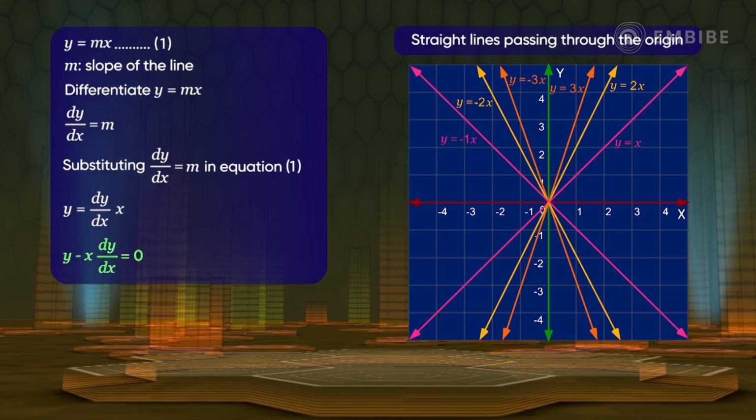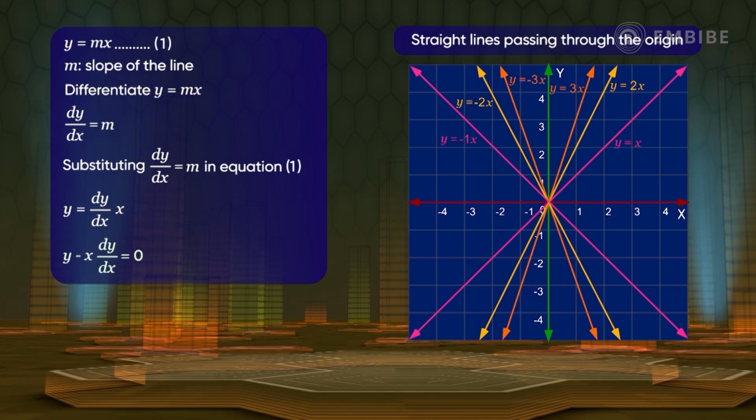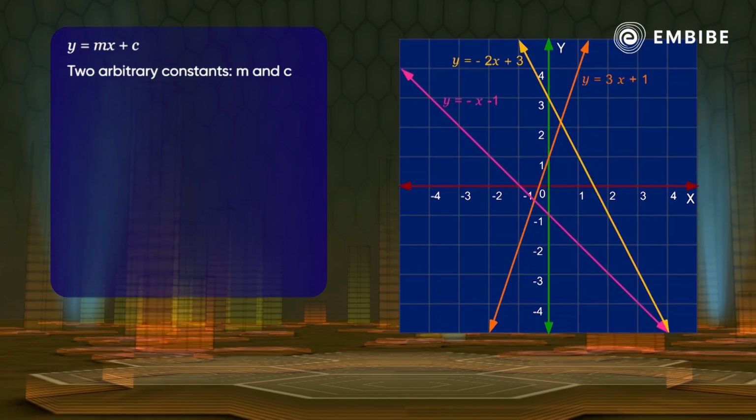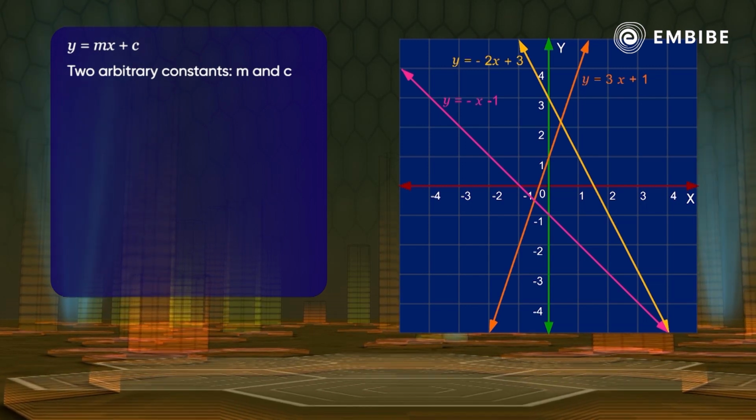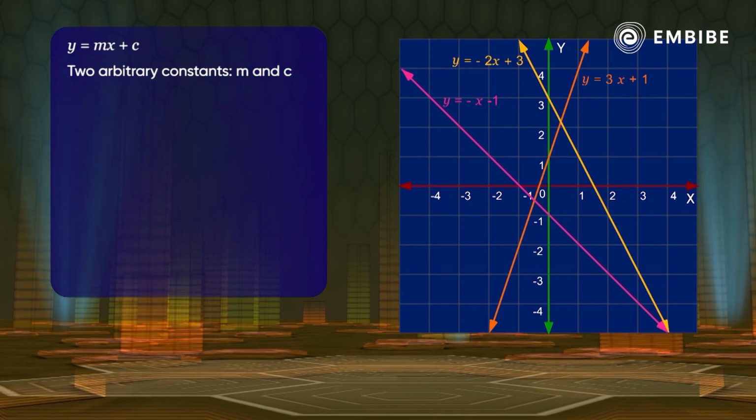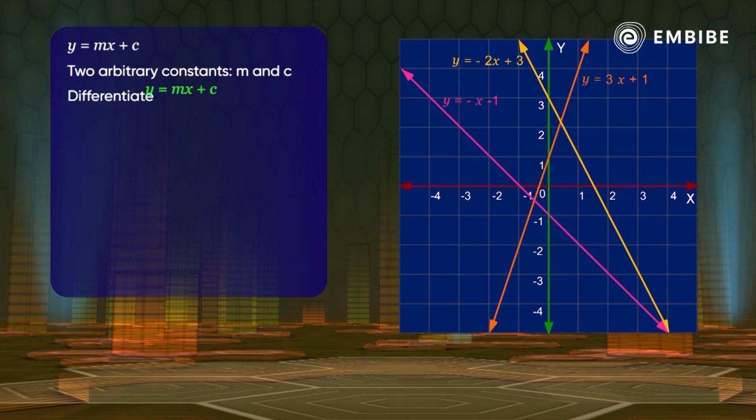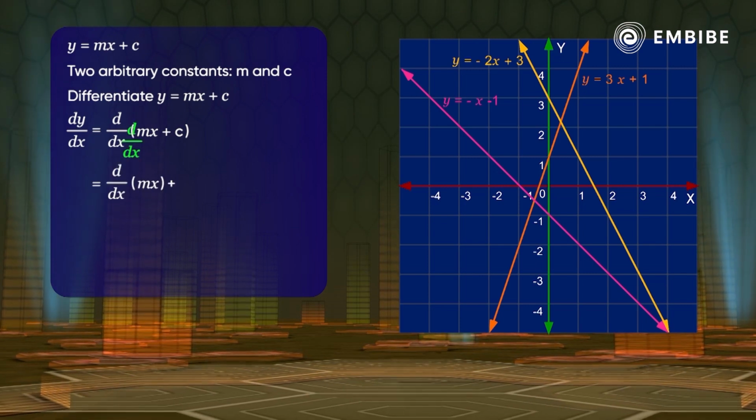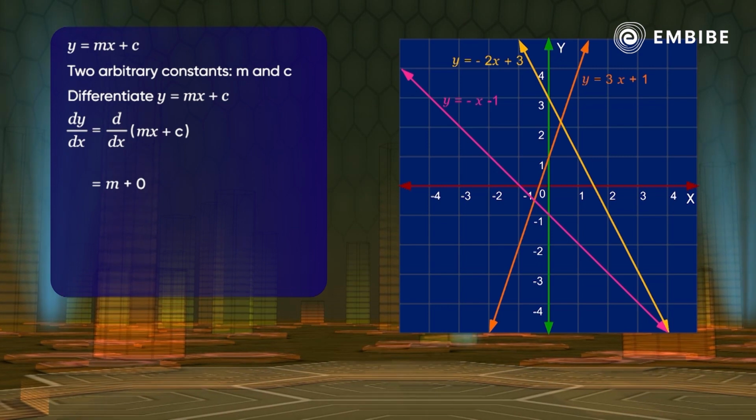Consider the family of all straight lines. These can be represented by the equation y is equal to mx plus c, where c is the y-intercept of the line. There are two arbitrary constants, m and c, and we need to eliminate them. So how can we do that? Upon differentiating the equation with respect to x, we get dy by dx is equal to m plus 0, or dy by dx is equal to m.